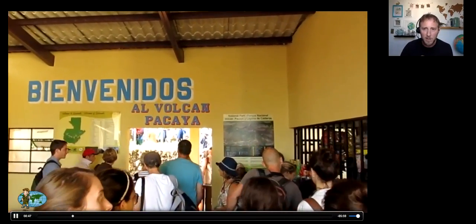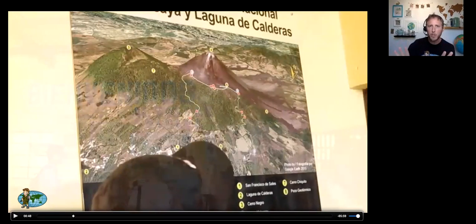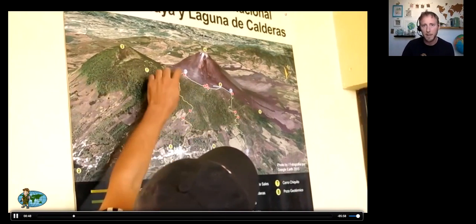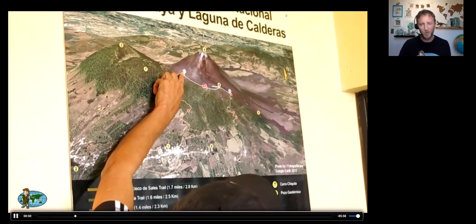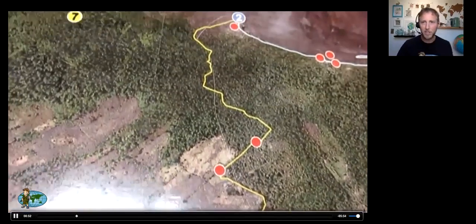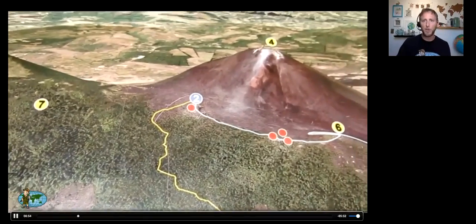So we're going to start off today in the visitor center. And the first thing you do in the visitor center is you meet your guide. So you need to go up to the volcano with a guide, someone that knows the safe places to go and the not safe places to go. We don't want to go there. Okay, so he shows us on the map, on the trail where we're going to hike up to.